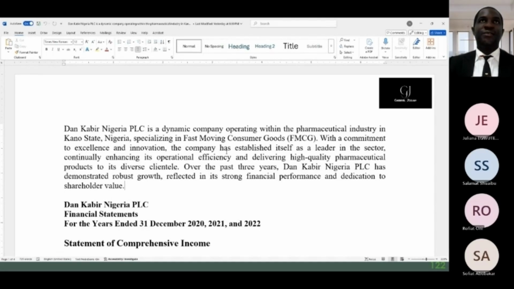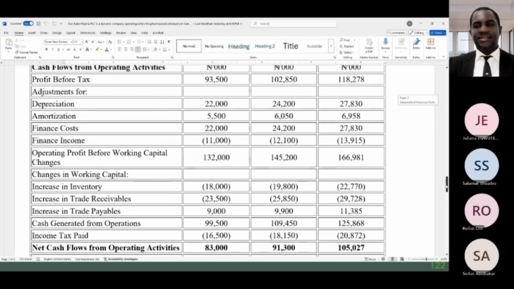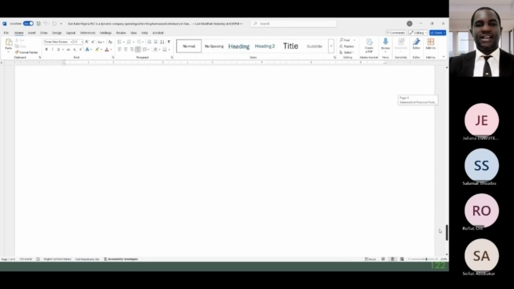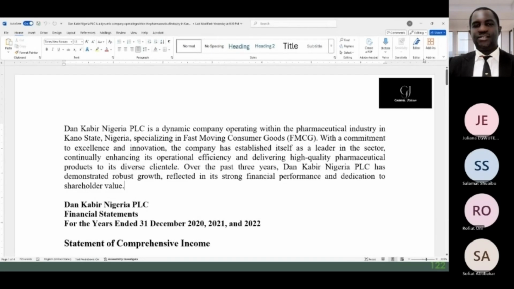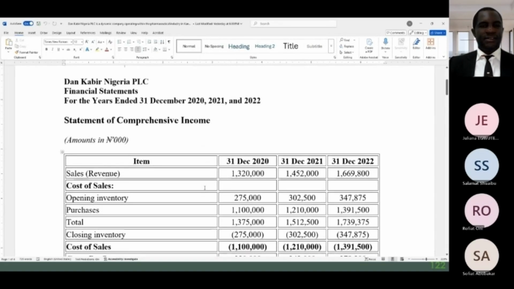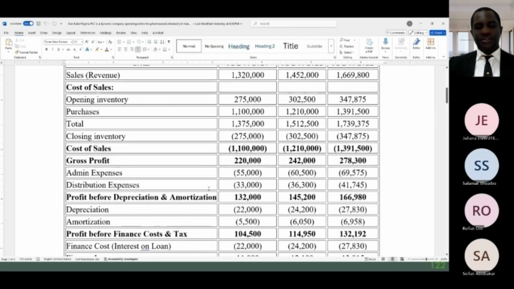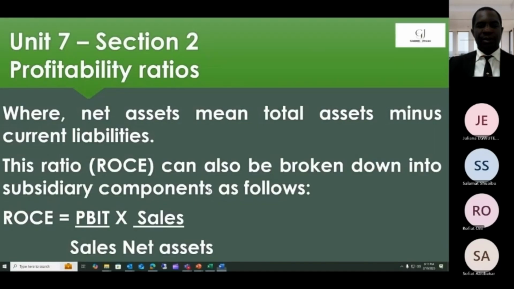The examiner so far in his 21 diets that has come and gone, has always tested the statement of comprehensive income and the statement of financial position. He has not tested cash flow yet. So I provided cash flow in case in May 2025, he provides a cash flow statement. And there are some ratios, 1 or 2, that relate to the cash flow statement, so we are conversant with its calculation and how to go about it.